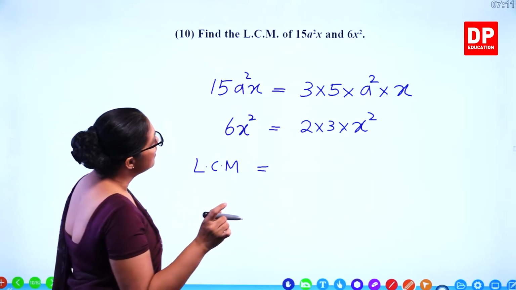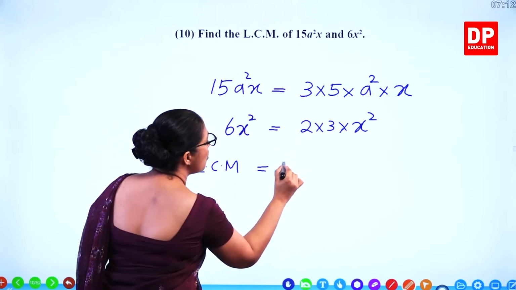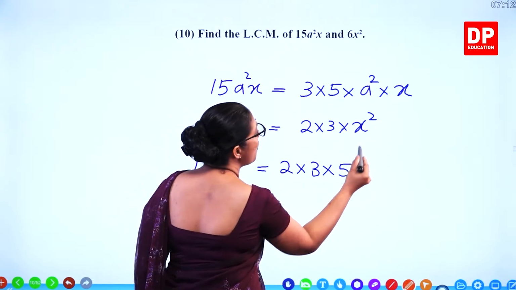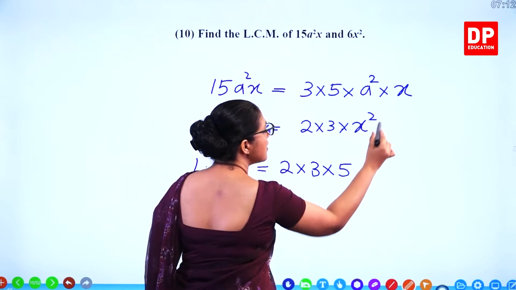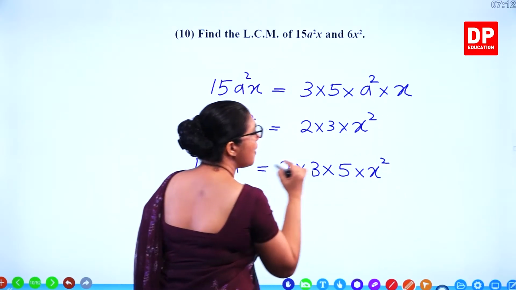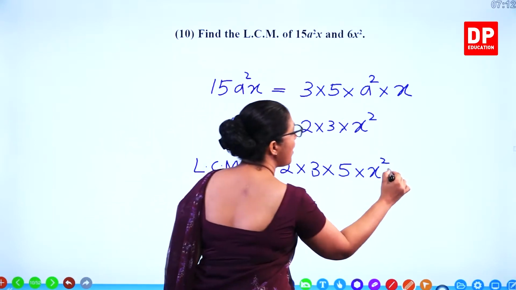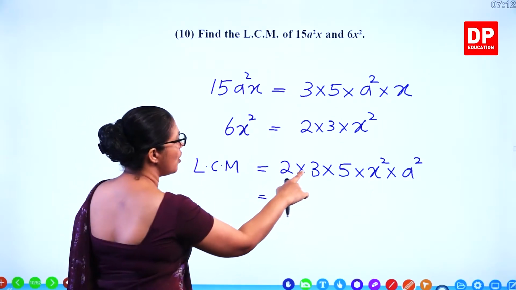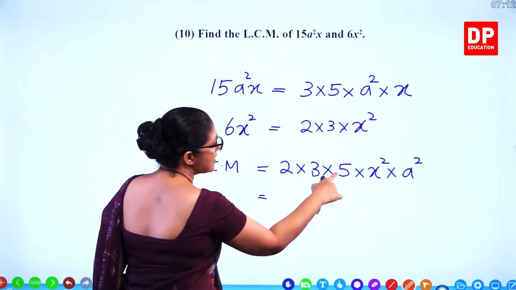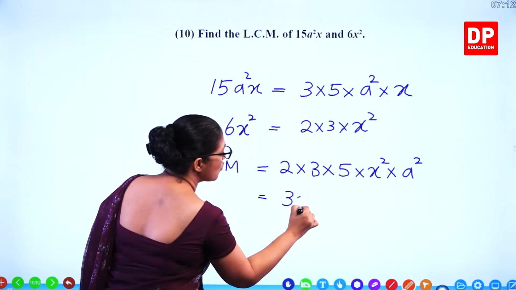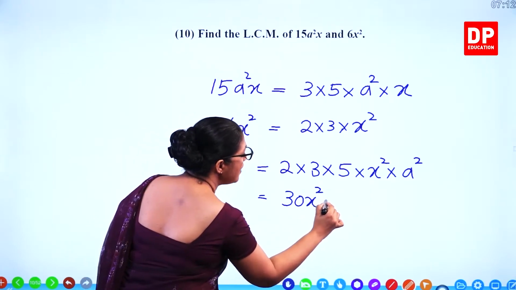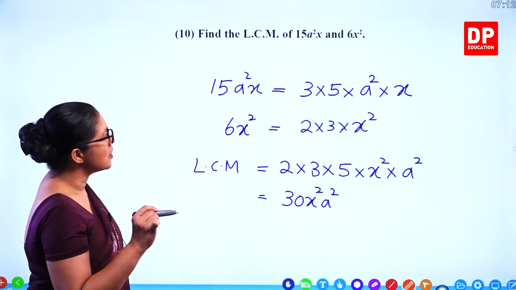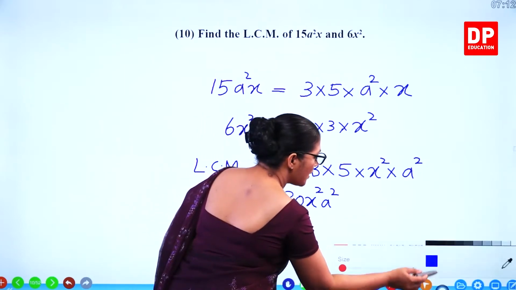So what are the numbers? Now 2 just power 1, 3 also power 1, 5 also power 1. But when it comes to x, x squared is the highest power. Then a squared is the other highest power. Now we can multiply these. 3 times 2, 6, and 6 times 5, 30. So 30 x squared a squared is the lowest common multiple of this expression. So you get 2 marks for that.